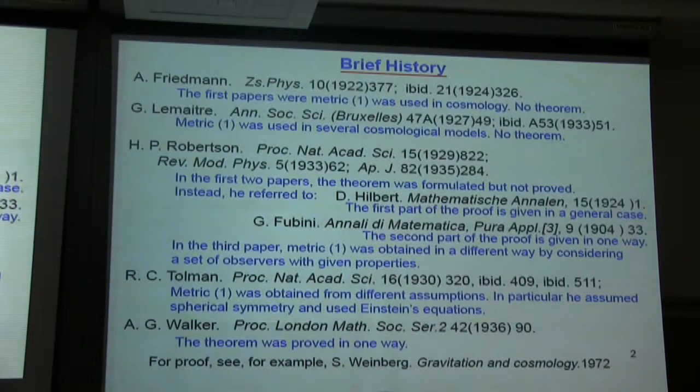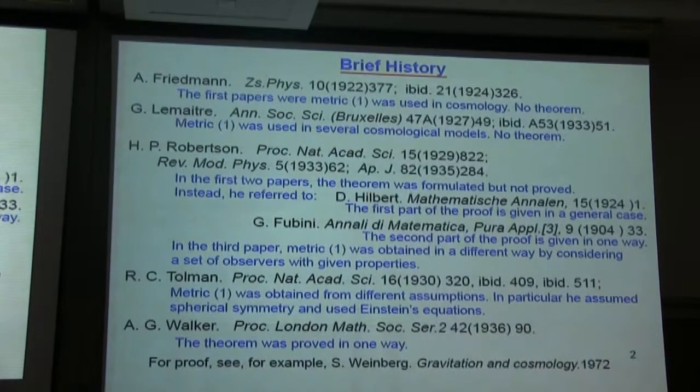In the third paper, metric 1 was obtained in a different way by considering a set of observers with given properties. Tolman also wrote several papers approximately at that time, and metric 1 was obtained from different assumptions. In particular, he assumed spherical symmetry and used Einstein equations. Walker also wrote a paper, and in his paper the theorem was proved in one way, namely he proved that the metric which was given on the previous slide is homogeneous and isotropic. So in the original papers there is no proof of this theorem at all.